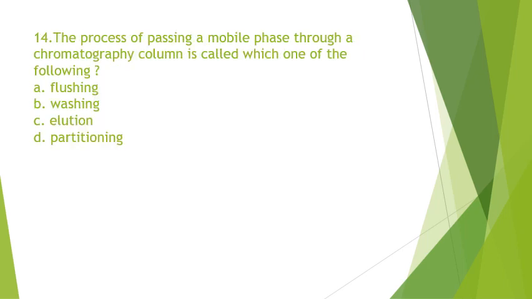MCQ number 14. The process of passing a mobile phase through a chromatography column is called which one of the following? Option A, flushing; option B, washing; option C, elution; option D, partitioning. And our correct answer is option C, elution. The process of passing a mobile phase through a chromatography column is called elution.